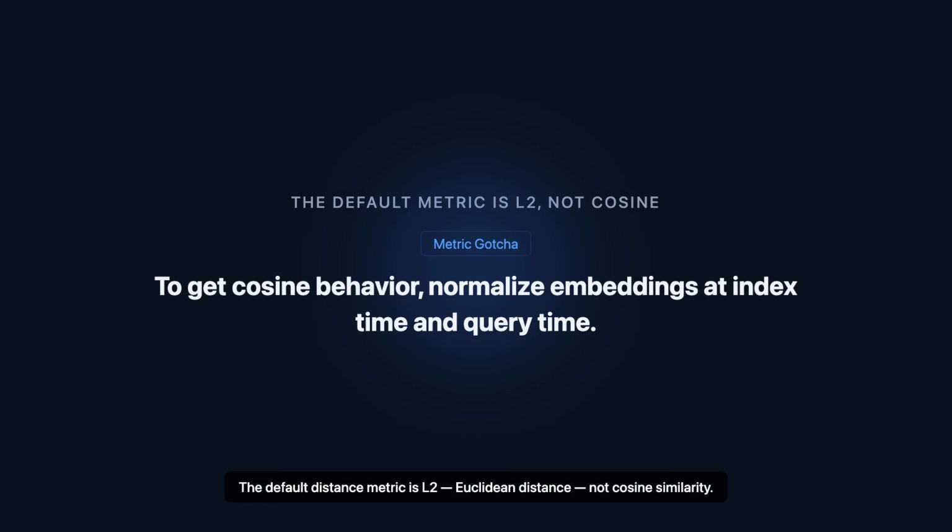And here's the metric detail that surprises almost everyone. The default distance metric is L2, Euclidean distance, not cosine similarity. If you want cosine behavior, you have to normalize your embeddings at index time and at query time. Skip either side, and the math falls apart. The good news, on unit length vectors, L2 and cosine produce the same ranking order.